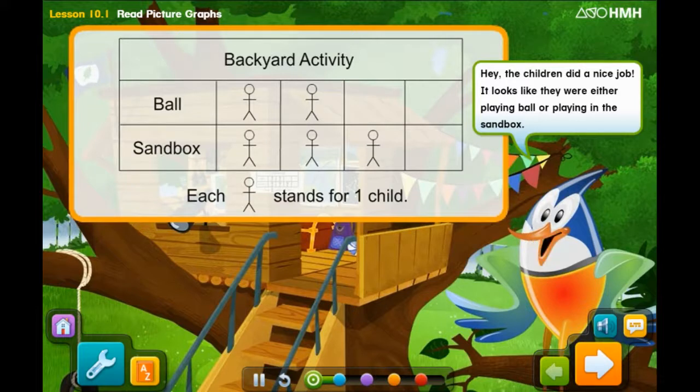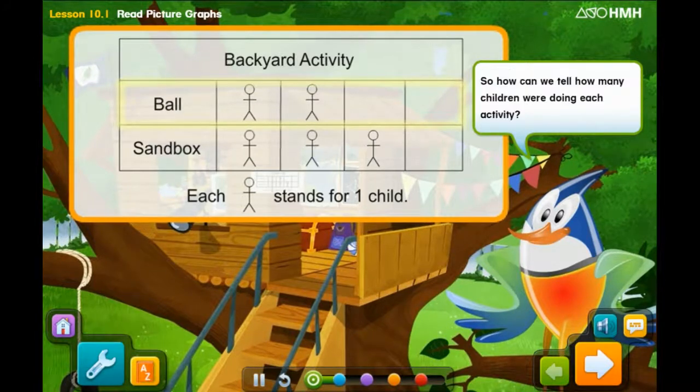Hey, the children did a nice job. It looks like they were either playing ball or playing in the sandbox. So, how can we tell how many children were doing each activity? Come on, let's see what the pictures in the picture graph tell us.